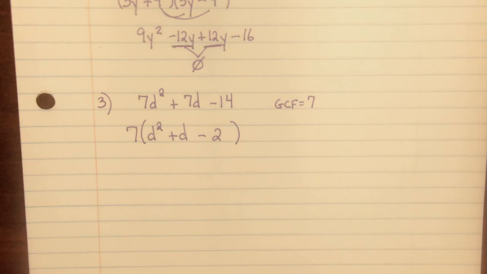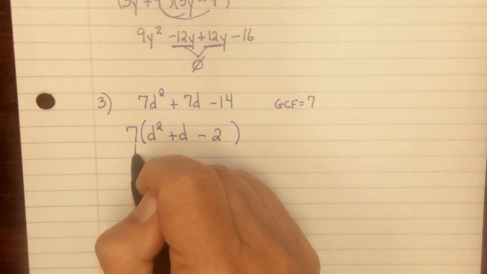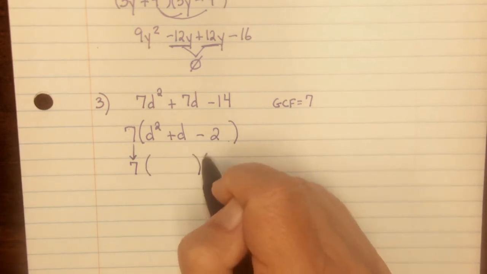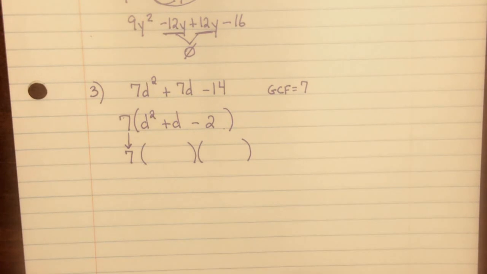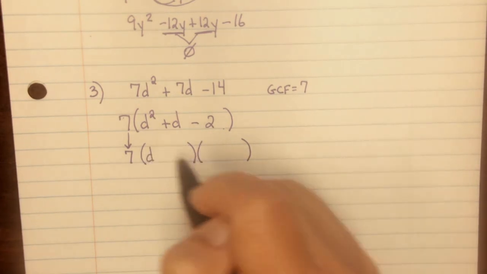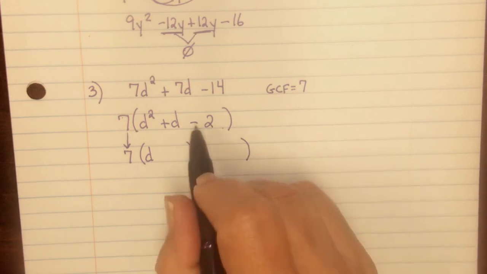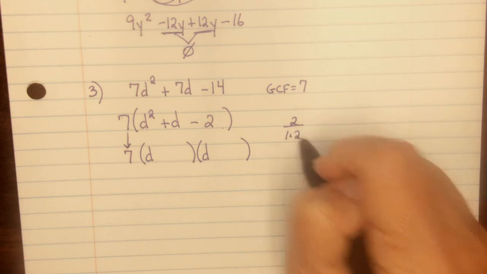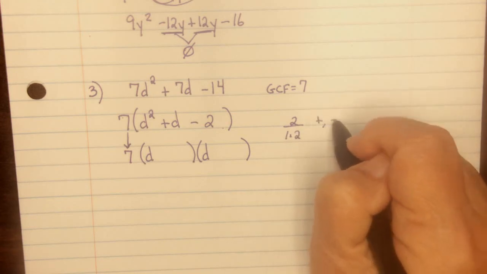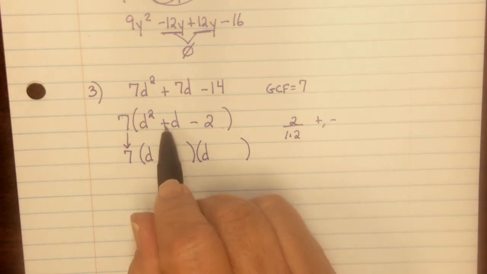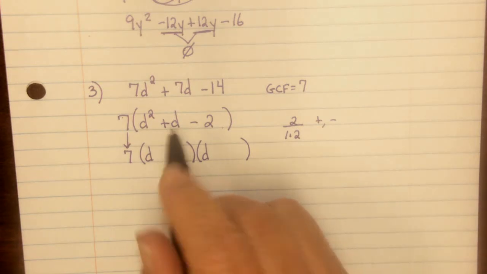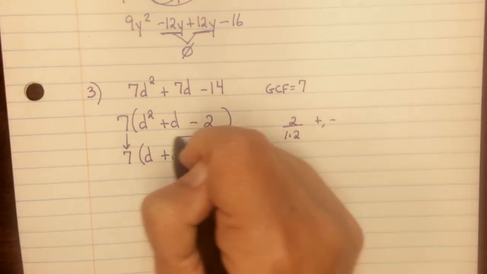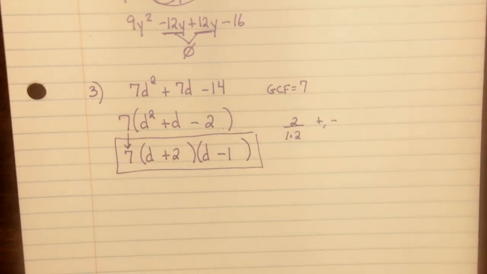Now, after I've factored out that GCF, I'm going to bring that GCF down, and then I'm going to factor this trinomial into my two binomials. So d times d makes d squared. And I need to get a negative 2. The only thing that can make 2 is 1 times 2. But I need one positive and one negative. Then I look in the middle and I see a plus sign, so I need more positives. So it will be plus 2 and minus 1. And so this is going to be my final answer.